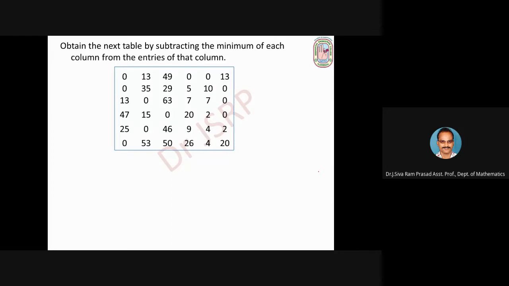So at the end of the second step, each row and each column contains at least one 0. That means each job has at least one possible assignment. Similarly, each person, that is each column, has at least one possible assignment. Now we have to fix assignments. How do we fix assignments?